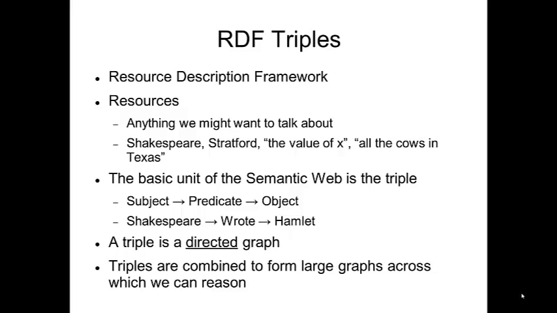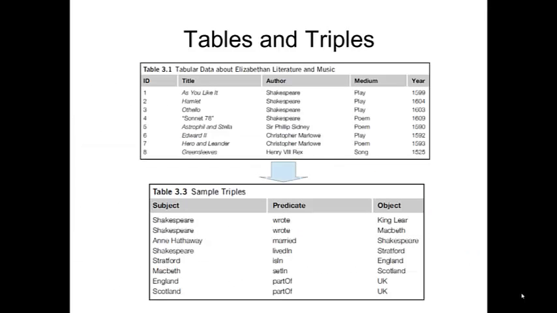So it goes this way. Shakespeare wrote Hamlet. It does not allow us to go the other way: Hamlet was written by Shakespeare. I mean, that's true, but RDF does not allow us to do that at the moment. Shakespeare wrote Hamlet, a one-way directed graph. And we can combine triples to form large graphs across which we can reason. This is basically a graph database, or graph models of the world.